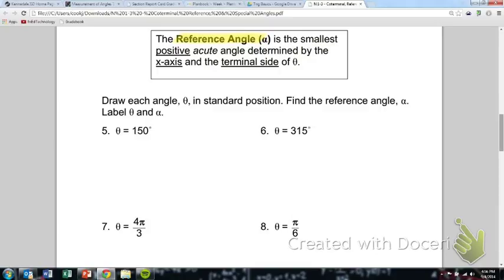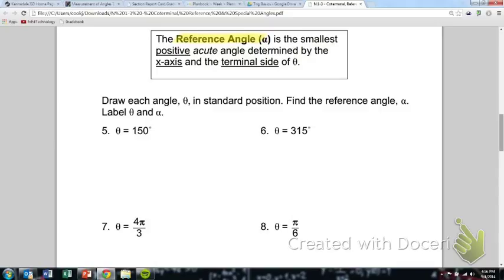What it means is that you're going to try to find the angle that's between your terminal side and the x-axis. All right, so I'm going to kind of show you, and then we'll come up with some formulas that you can use depending on what quadrant your angle's in.